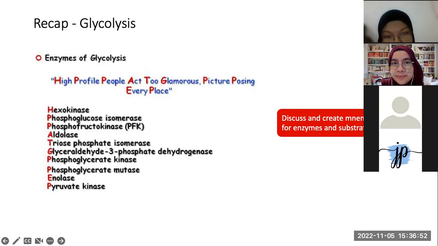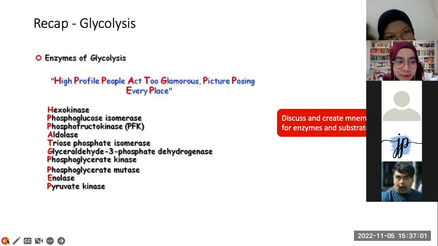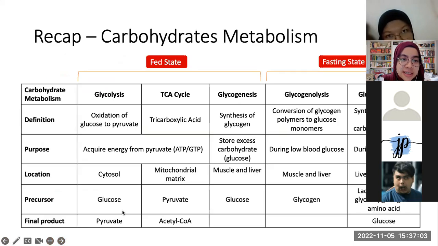But this is tough to remember. Don't worry, as long as you have these secure points over here: the definition, purpose, location, you can already secure marks. It's better for you to write this rather than leave the question blank.